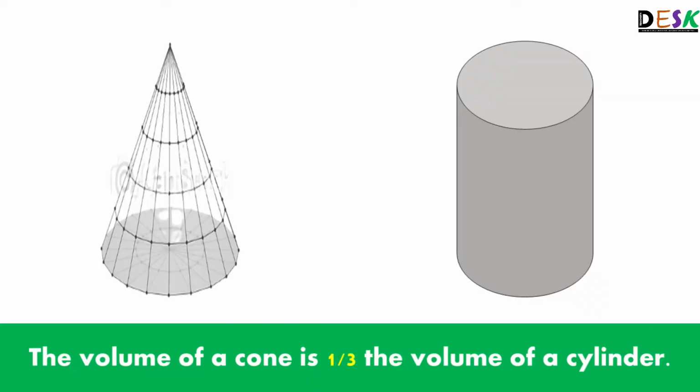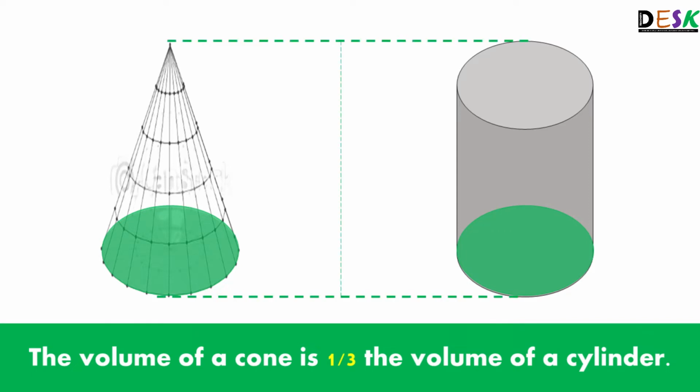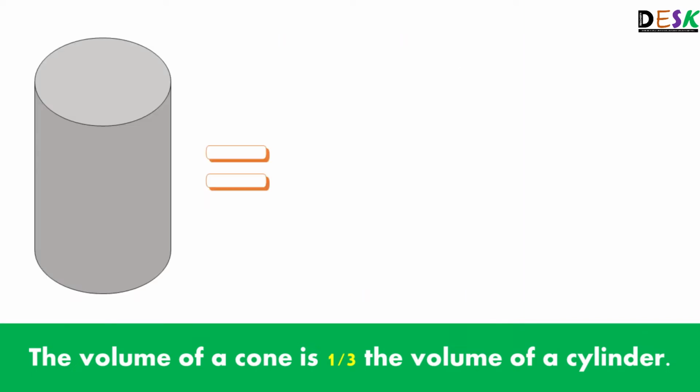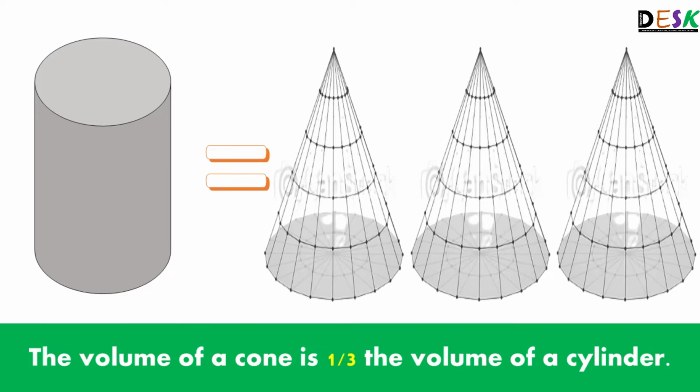Cylinders and cones are related to each other. How? A cone's volume is 1/3 that of the volume of a cylinder, given that they both have the same base area and height. It means that the volume of a cylinder is equal to 3 times the volume of a cone.